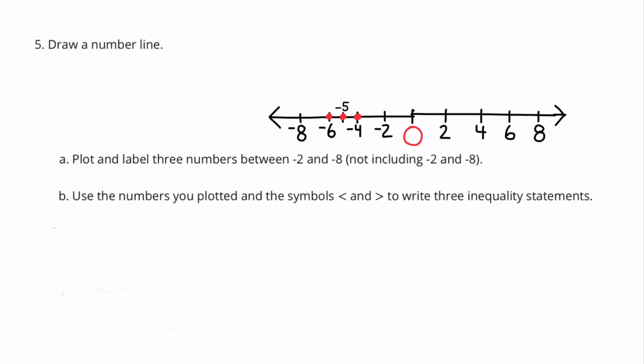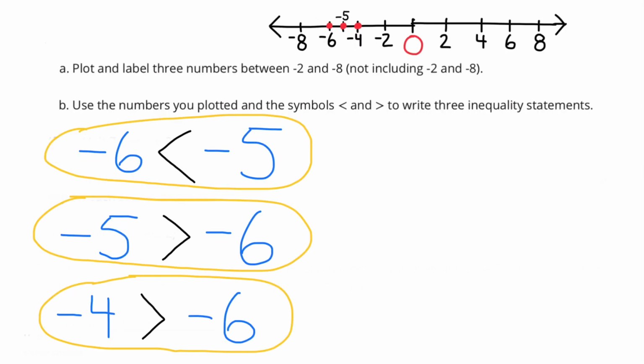B. Use the numbers you plotted and the symbols less than and greater than to write 3 inequality statements. 3 inequalities using these numbers are -6 is less than -5, -5 is greater than -6, and -4 is greater than -6.